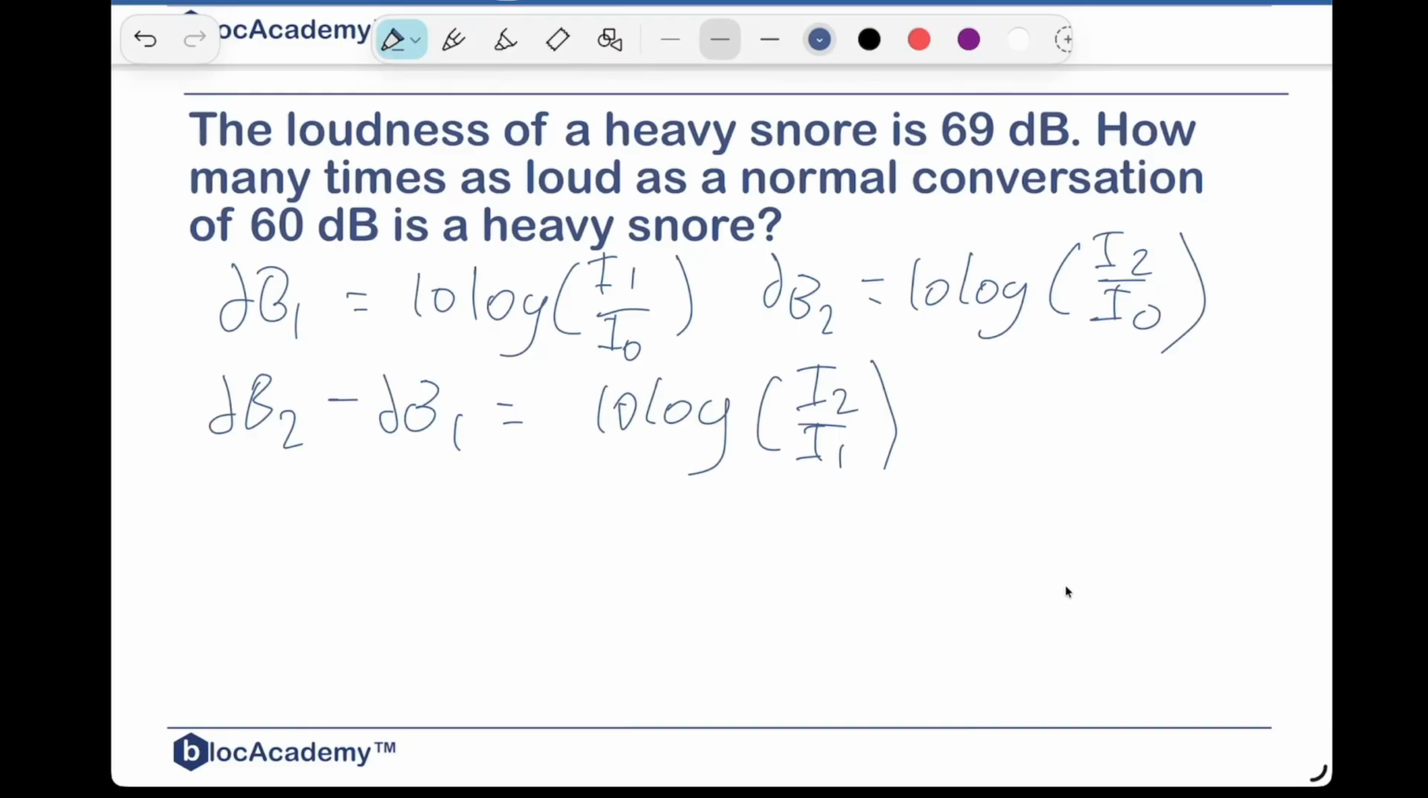Now then, what's really interesting is we can take this 10 and put it over here. So we get 10 to the power of 9 over 10 is going to be equal to I2 over I1, which is going to be equal to 10 to the power of 9 over 10, 7.943. So that means the louder snore is going to be 7.943 times louder.